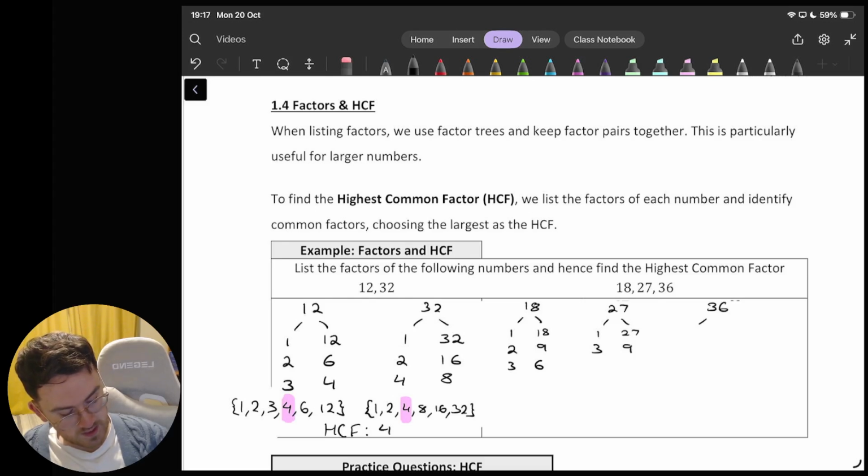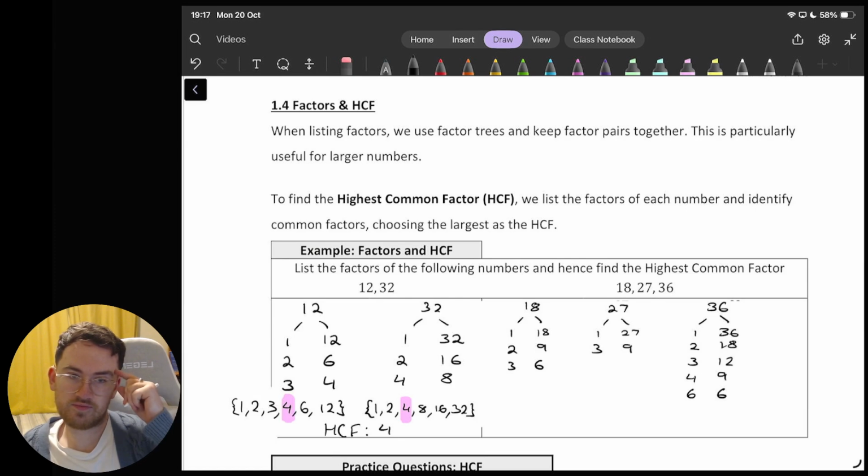And then 36, same again: 1 and 36, 2 and 18, 3 and 12, 4 and 9, 5 doesn't, and 6 does with itself. So 6 there is kind of the common, it's a shared factor, I suppose. 6 divides in to leave 6. It's an unusual factor pair where there actually is just a repeated number.